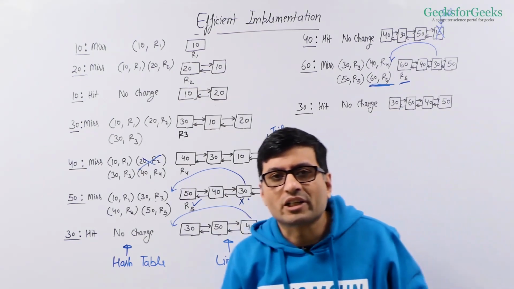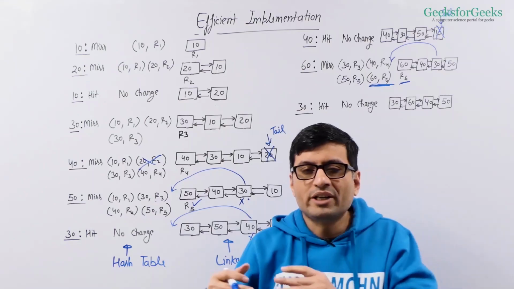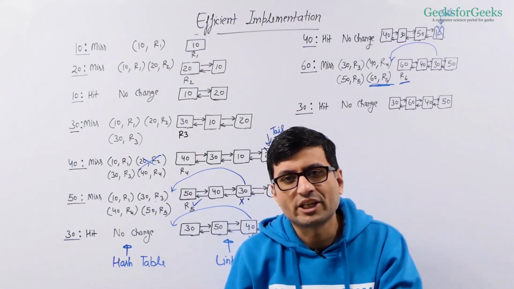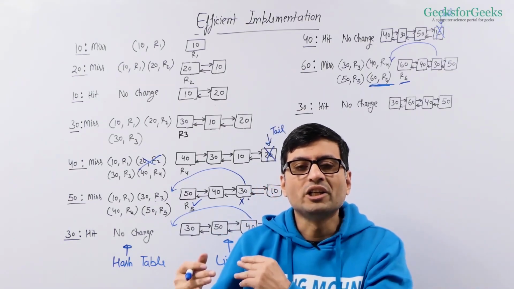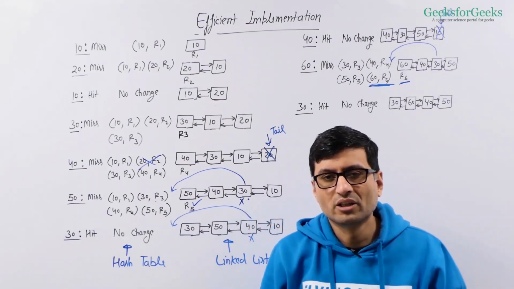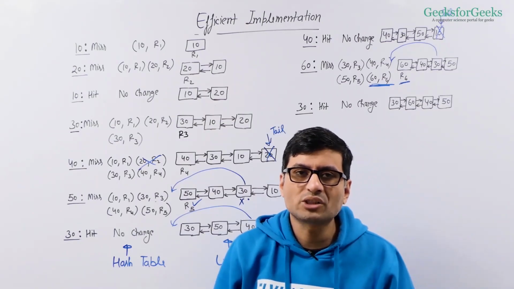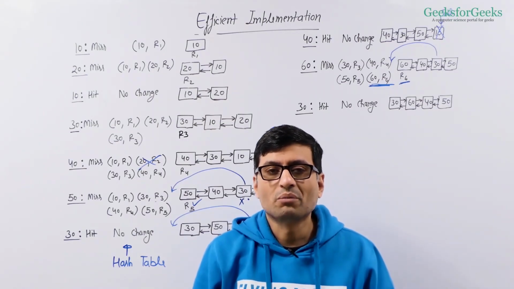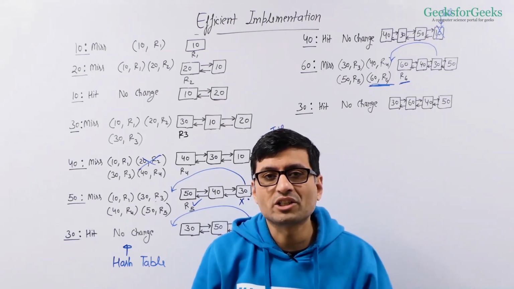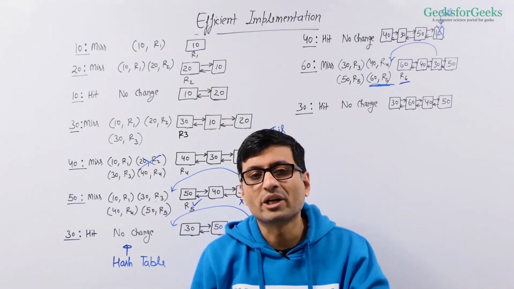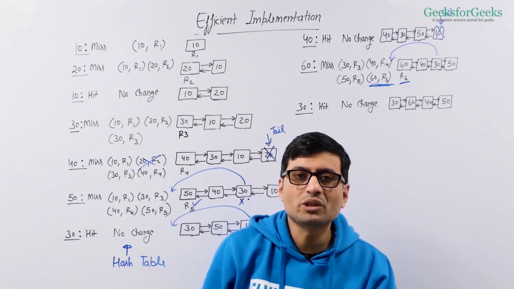So in our doubly linked list, we are maintaining that the most recently used item is at the front and the least recently used item is at the tail. So basically our doubly linked list works as a queue, but it supports an additional operation: some middle item has to be moved to the front.